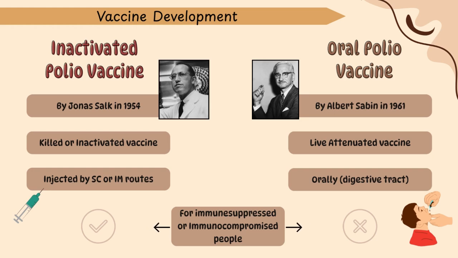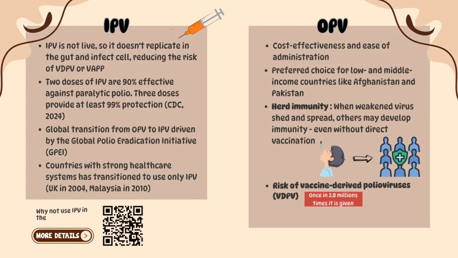IPV is injected either subcutaneously or intramuscularly, while OPV is given orally, and the virus will course through your digestive tract and induce mucosal immunity, as explained by the previous presenter. Of these two vaccines, IPV is a safer option for immunosuppressed or immunocompromised people. So then, more details on these vaccines. Let's start with OPV first.